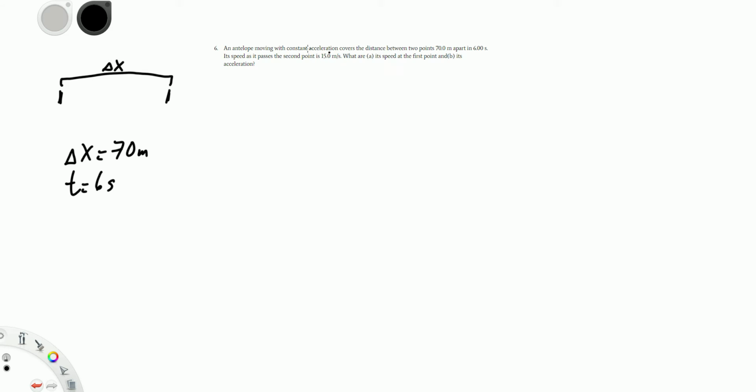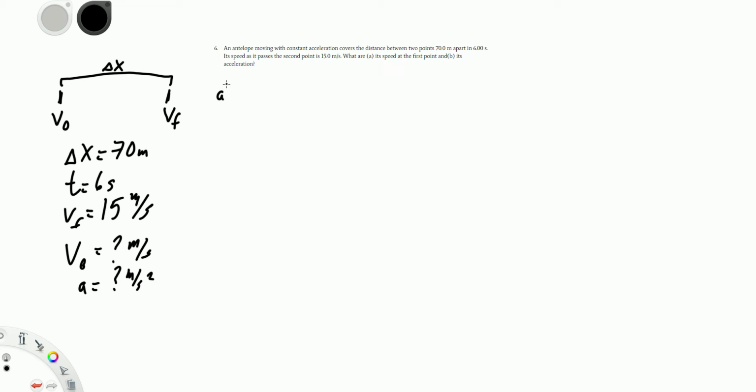We also know when it passes the second point, so let's say this is the second point, is 15 meters per second. So we're going to call that our final velocity. We're talking about a motion that takes place in 6 seconds. We're not at rest here. We're just looking at this 6 seconds, the 70 meters. So we know this final velocity is 15 meters per second. That leaves us with, we need to find the initial velocity in meters per second and our acceleration in meters per second squared.